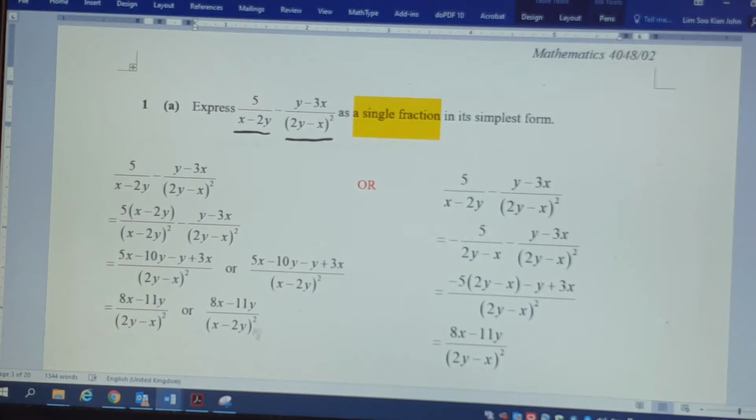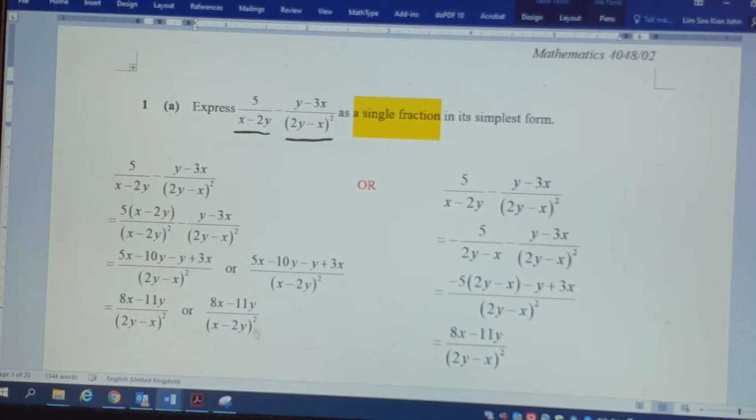Alright, now there are many ways you can do this. So I'm going to show you probably just one or two ways. Okay, firstly, you notice that this is x minus 2y. We always look at the denominator because if the denominators are not the same, you cannot combine them together, right? Okay, so this is 2y minus x times 2y minus x because of this square here. So you need this to be 2y minus x, right? You need this to be 2y minus x so that you can combine them together. Okay, now how do we do that? Or is there any way to change this to something else?